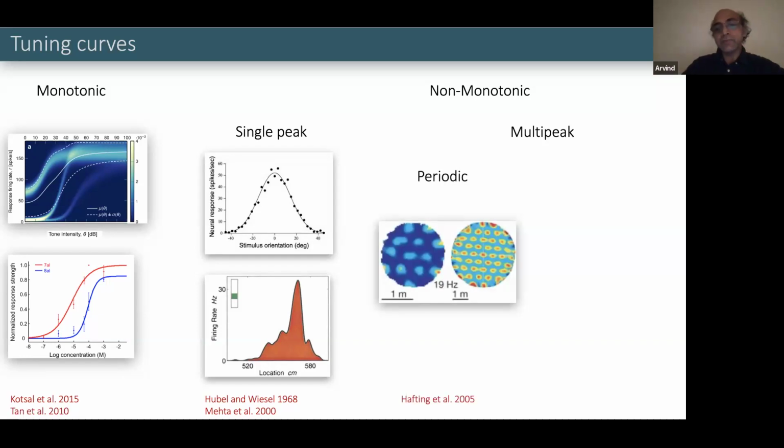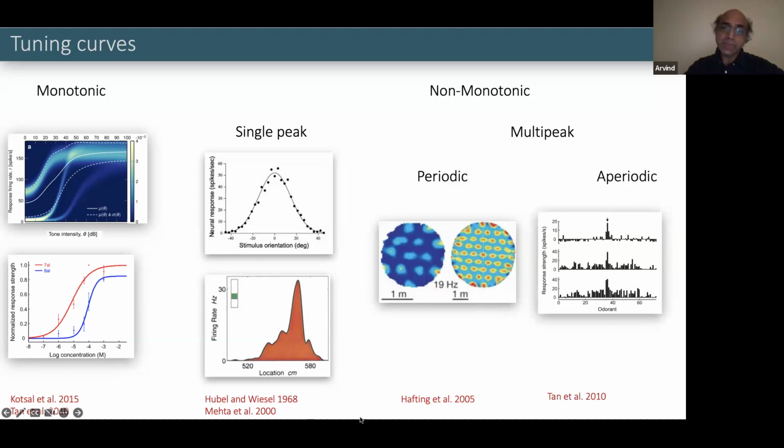Then in 2005, we have this discovery, quite an amazing work from the Mosers, where they described for the first time, I think, the periodic tuning of cells, that neurons are not just tuned to a place, but they actually are tuned to many places, and they are more or less periodically distributed.